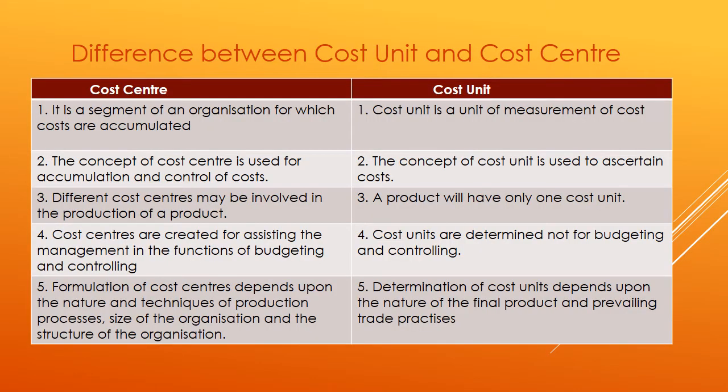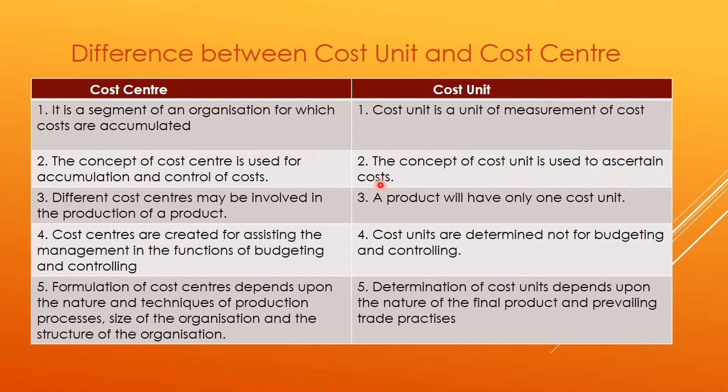Now let us see the difference between cost unit and cost center. A cost center is a segment of an organization for which costs are accumulated, the center to which the costs are accumulated. But the cost unit is a unit of measurement of cost. The concept of cost center is used for accumulation and control of cost, so the expenses are accumulated in that center. The concept of cost unit is used to ascertain the cost.